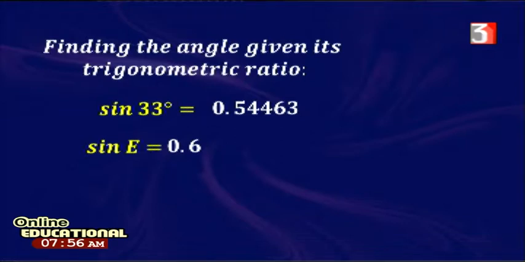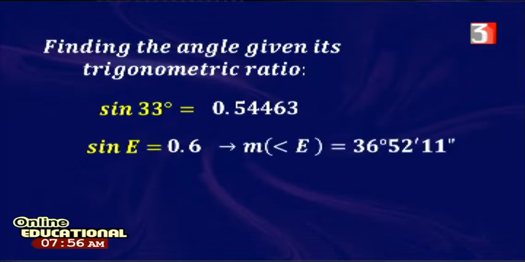It will give you an answer, maybe in decimal or in degrees. If it is in decimal, you are going to press the button degrees. So measure angle E will be 36 degrees, 52 minutes, 11 seconds. So, to find the measure of the angle, you are going to press on your calculators shift sine 0.6 and then equal, and finally press the button degrees, so as to be written in the form 36 degrees, 52 minutes, 11 seconds.